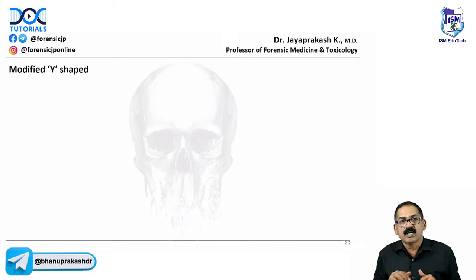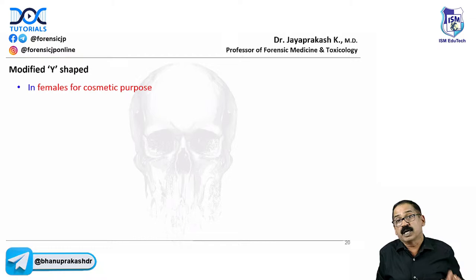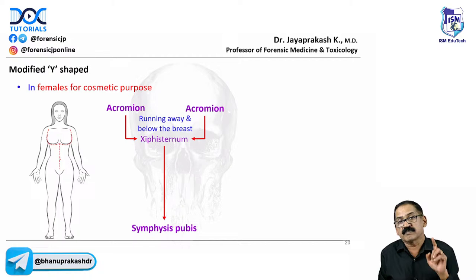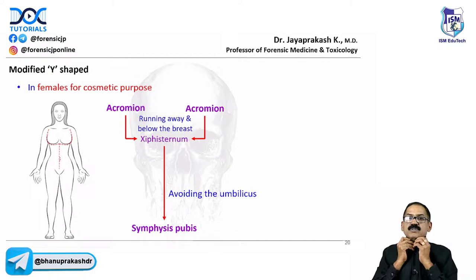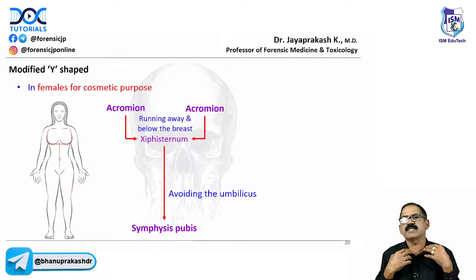Modified Y-shaped incision: from both the anterior axillary fold or acromion, running from below the axilla and below the breast to reach the xiphisternum, avoiding the umbilicus. See, in case of male dead bodies, if you close the first button, the incision will not be seen. But in females in India, with the sari blouse or salwar kameez, the incision is seen. To avoid that, they say modified Y-shaped incision. Now we know the difference between Y-shape and modified Y-shape.